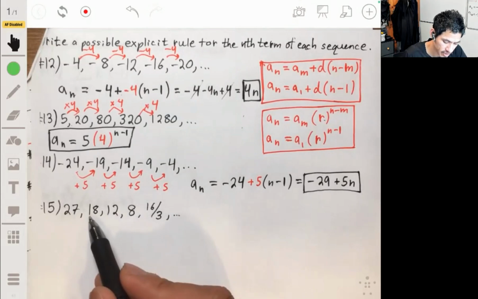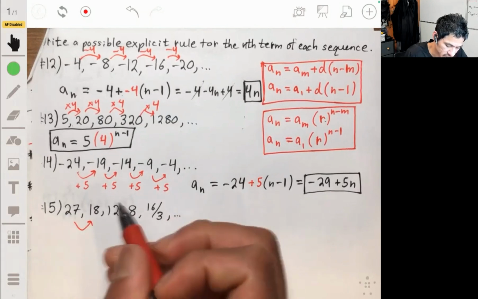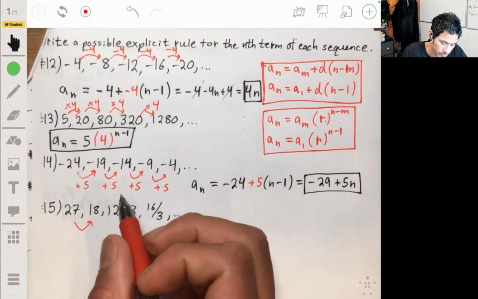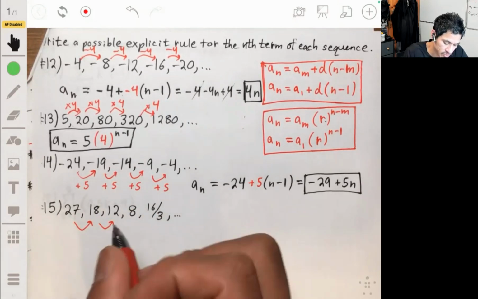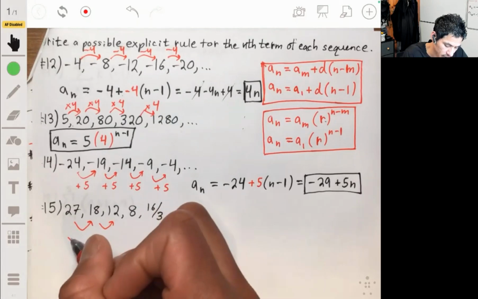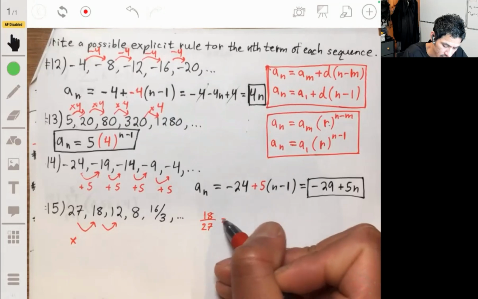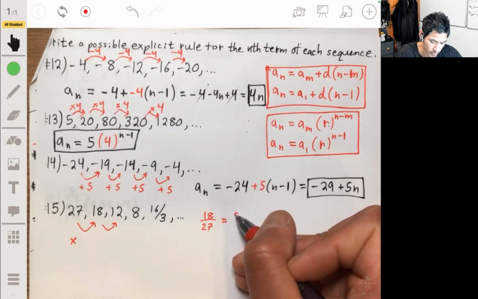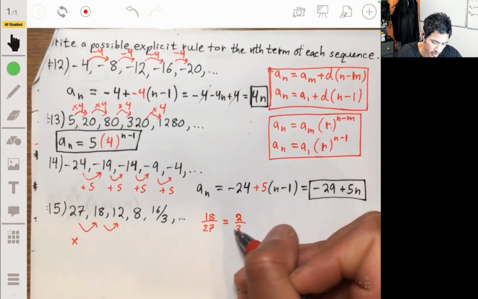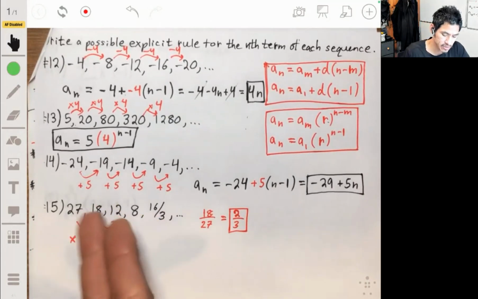And then for number 15, we have a geometric sequence, because we're not changing by the same number each time. We're changing by a ratio. And to find this ratio, if you can't just spot it easily, what you can do is take 18 over 27 and simplify it. You can find that the common ratio is equal to 2 over 3, because we can divide both of these by 9. You can always find it by dividing any two terms backwards.